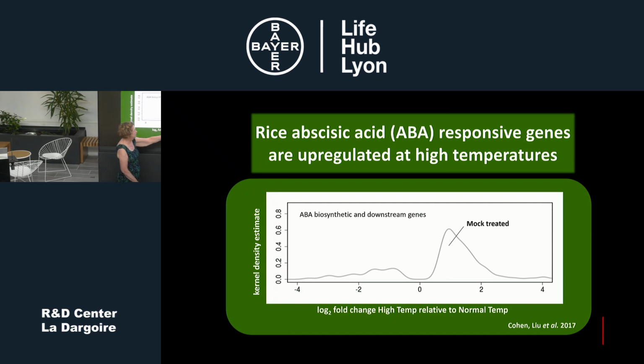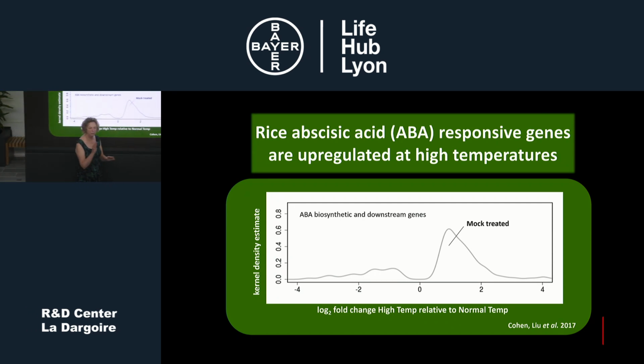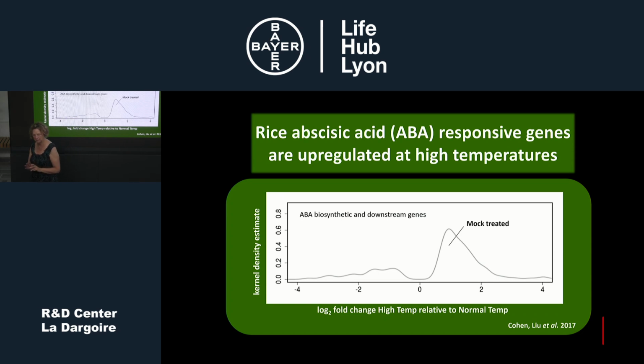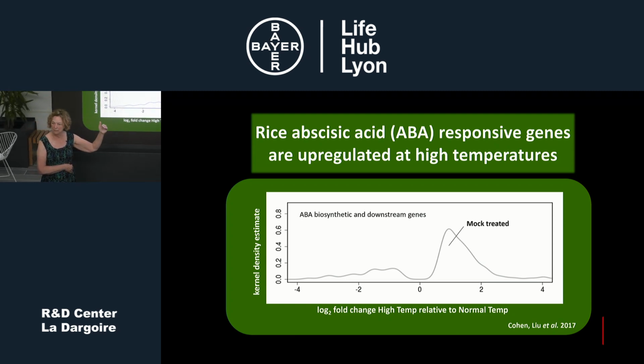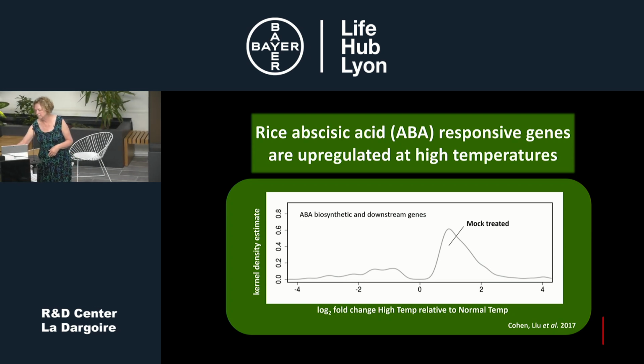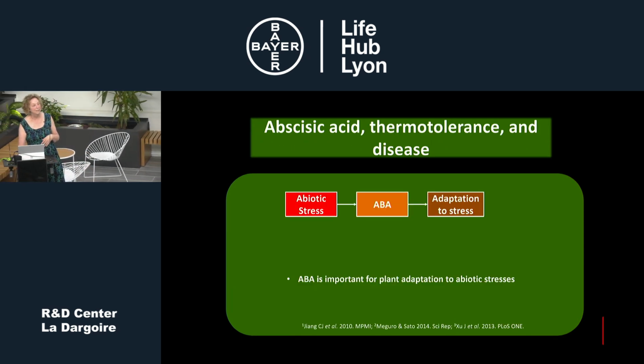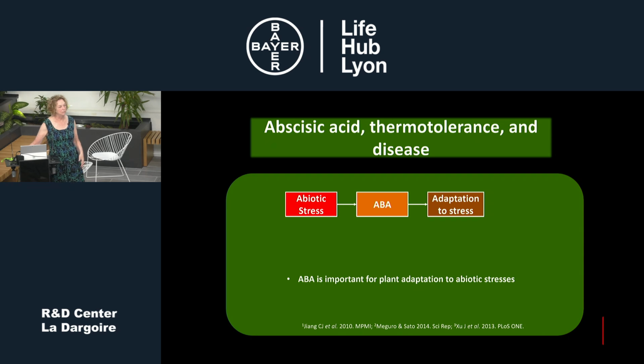So what you're looking at, if you look to the left of the 0, are the genes that are downregulated at high relative to low temperature. And on the right, they're upregulated at high relative to low temperature. So you can see here in the mock treated, which was water infiltrated leaves, that we have an upregulation of the ABA biosynthetic and downstream genes at high relative to low temperatures. So what happens if we add in, well, first of all, why are we interested in abscisic acid and why did we focus on it?